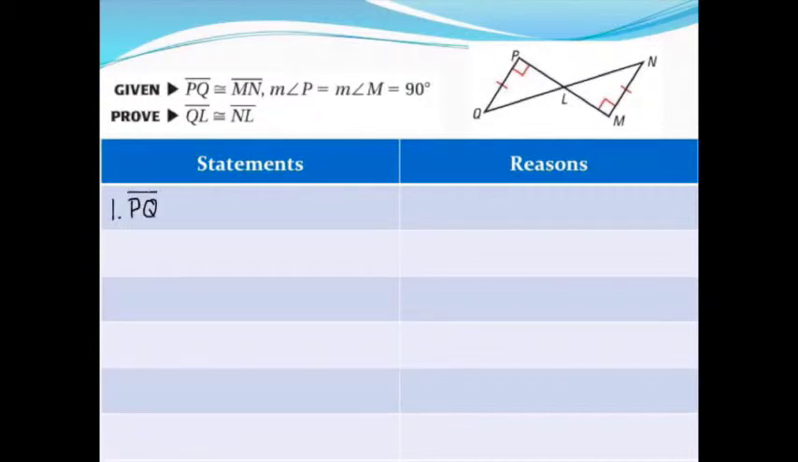We're going to begin with our given. So go ahead and jot down what you know. In this case, we have two segments congruent, and we have two right angles in our diagram. And we're going to need to prove the two triangles are congruent, even though that's not where we're going to end. We still need to do that.